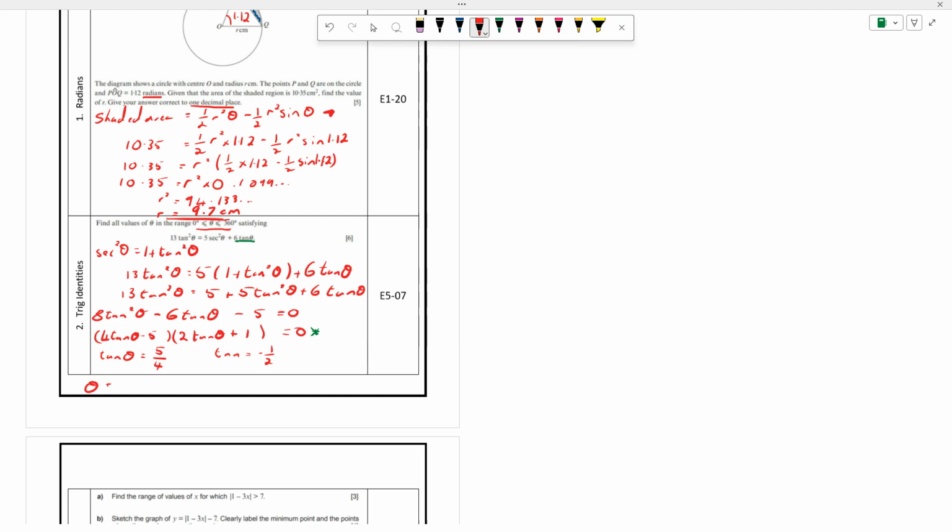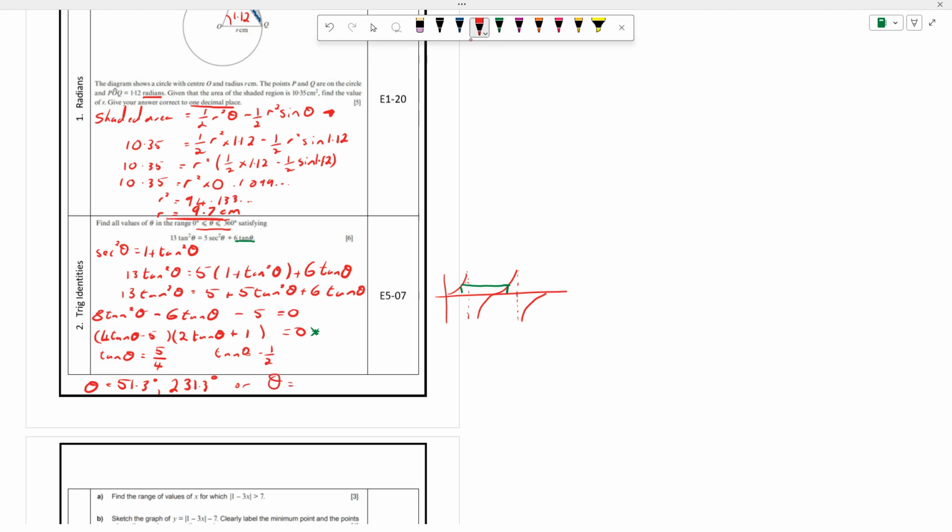For the first one, if I do inverse tan, my first value that comes out is 51.3 degrees. Now obviously we need to find it in a range, so I'm going to draw a quick sketch of my tan graph. My tan graph should do something like this, and I'm going to find my other key points. So 51.3 would be about here, and you'd find a corresponding value over here. So I'm going to add it on to 180, and that's going to give me 231.3 degrees.